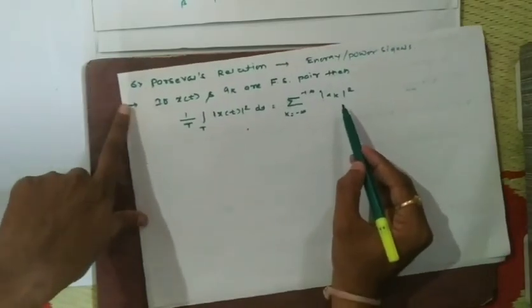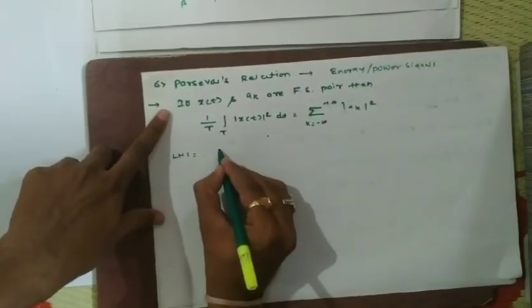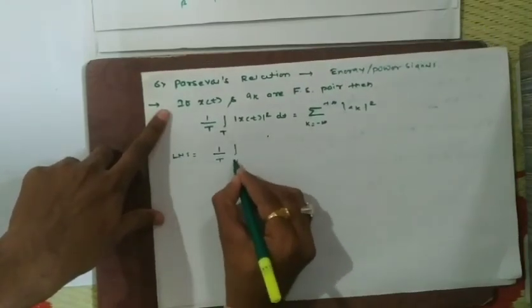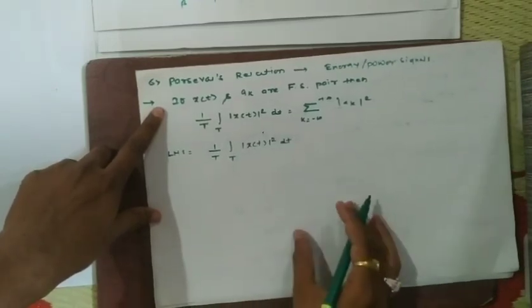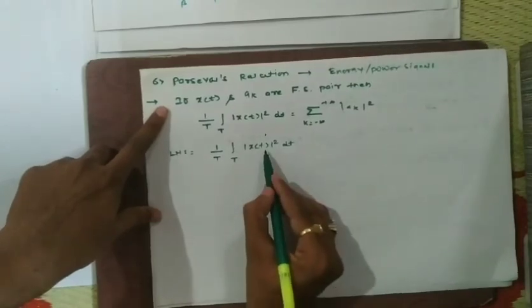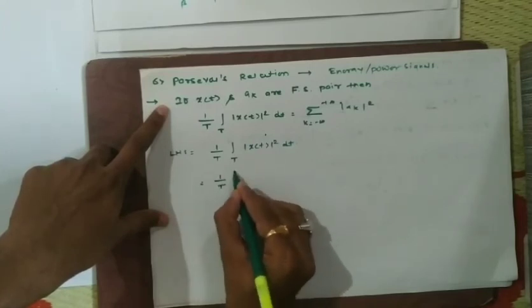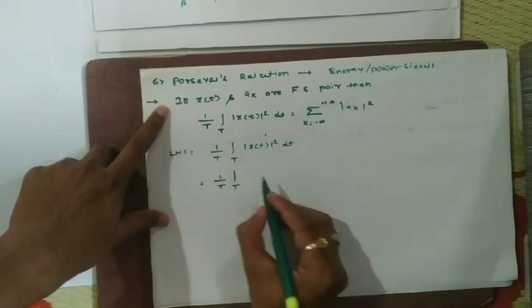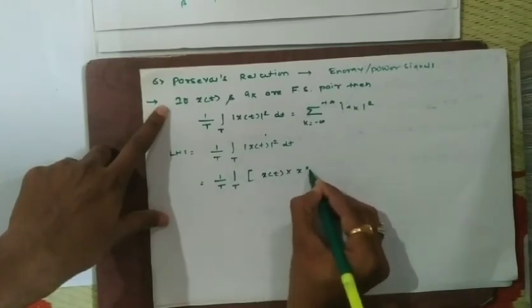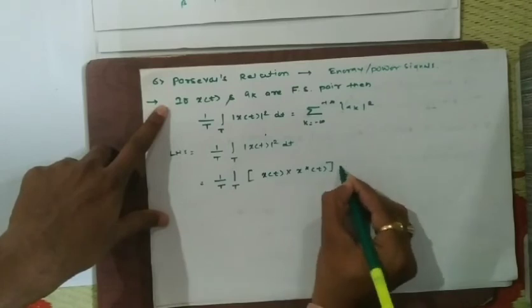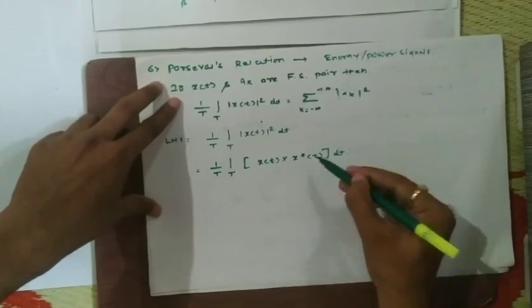So in order to prove this, we'll take the LHS term, which is given as 1 by T integral of the entire term as it is, mod x of t square into dt. Now if you see this one, this is mod x of t square. I can write mod x of t square as a real number, the multiplication of x of t with its complex conjugate, x complex of t, into dt. Okay, if that is there, we'll look at the RHS.